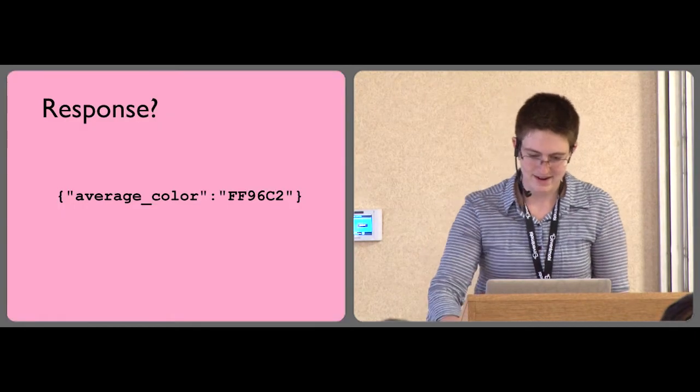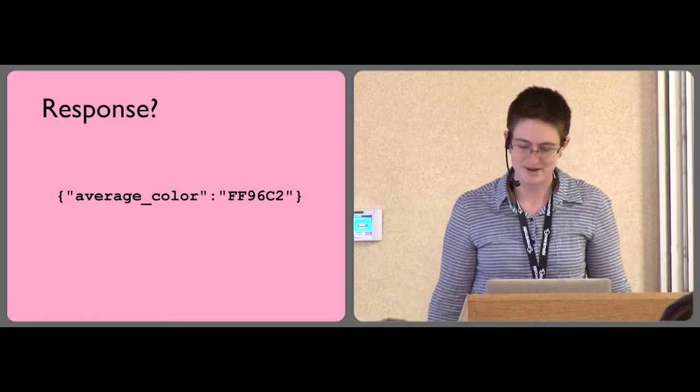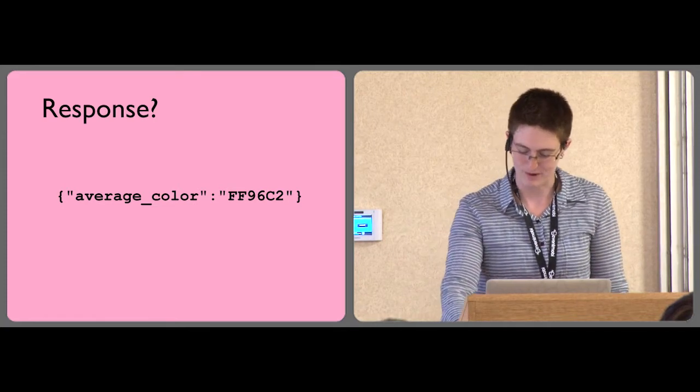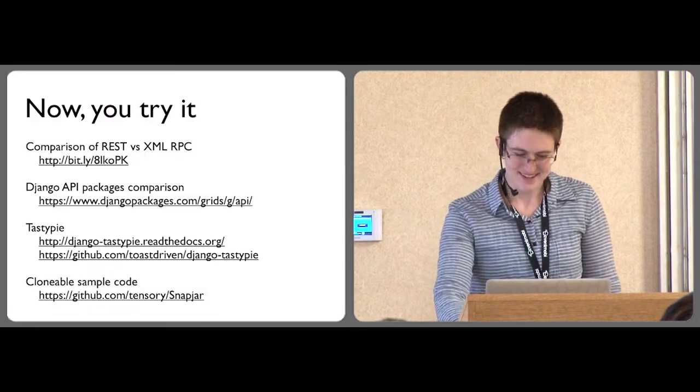OK, so what happens? You get a color back. You get an average color, and it turns out to be this nice shade of pink. So I guess now I know what color paint I'm ordering. Or, like, pink. That's what you get.